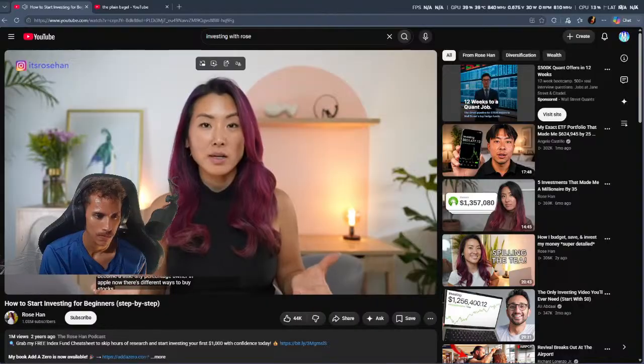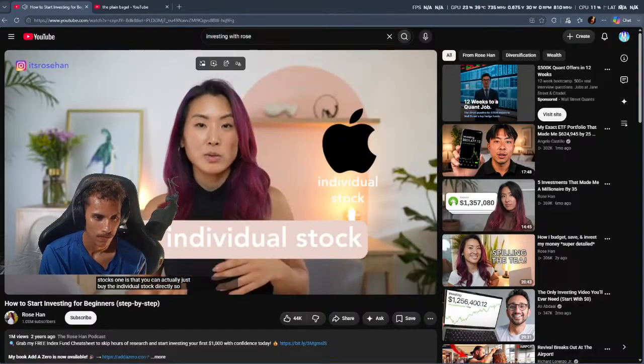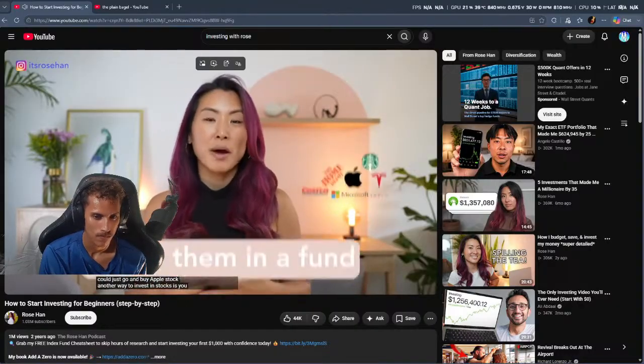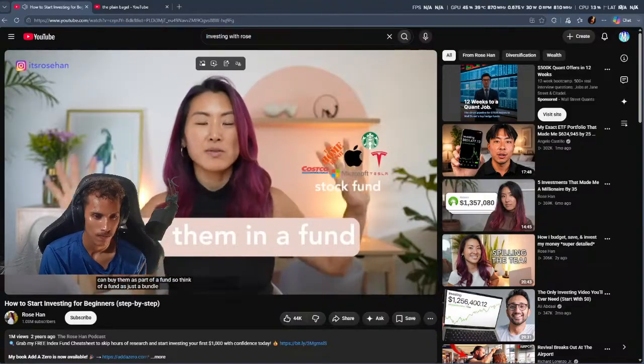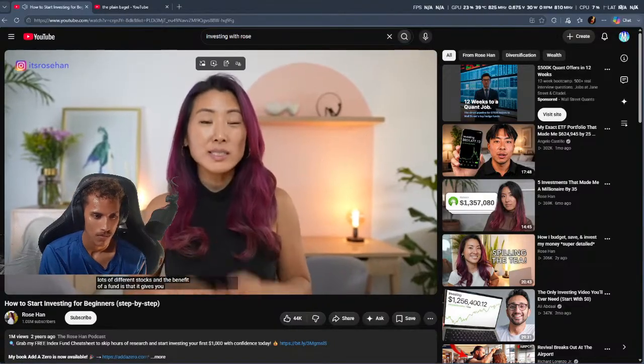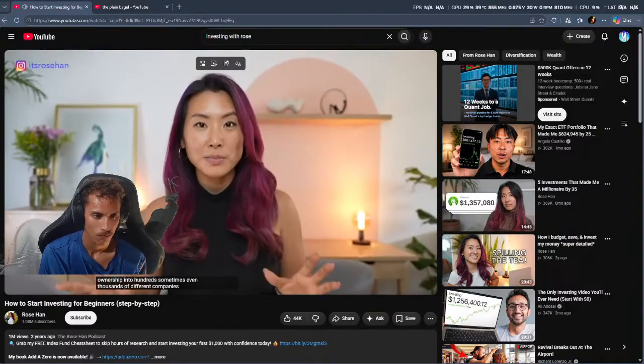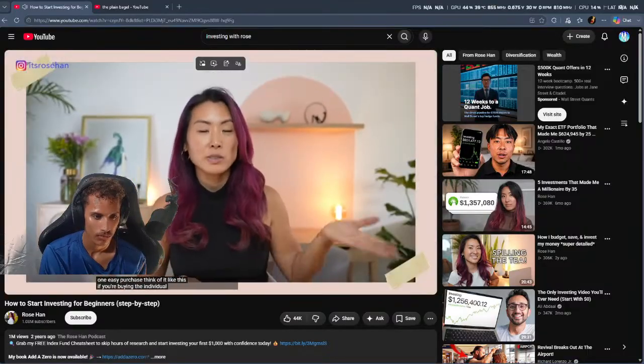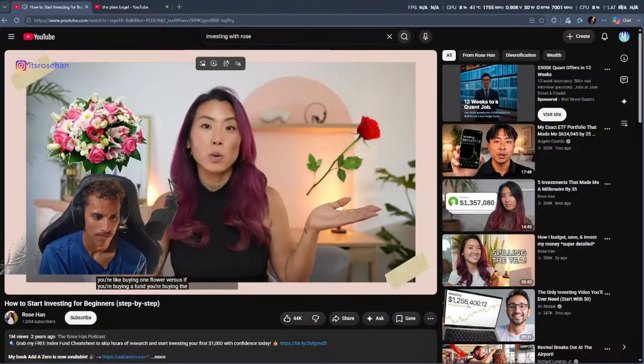Now, there's different ways to buy stocks. One is that you can just buy the individual stock directly. So you can just go and buy Apple stock. Another way to invest in stocks is to buy them as part of a fund. Think of a fund as just a bundle of lots and lots of different stocks. The benefit of a fund is that it gives you instant ownership in hundreds, sometimes even thousands of different companies, all in one easy purchase. Think of it like this. If you're buying the individual stock, you're buying one flower, versus if you're buying a fund, you're buying the whole bouquet with lots of different flowers in it.